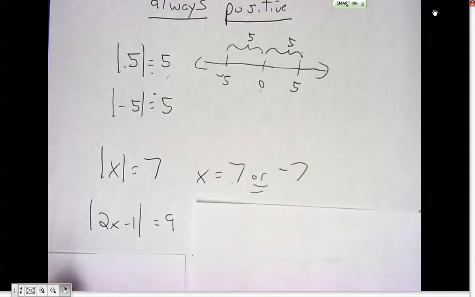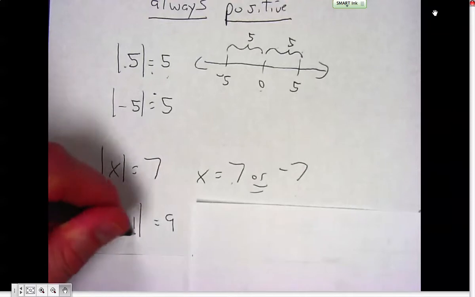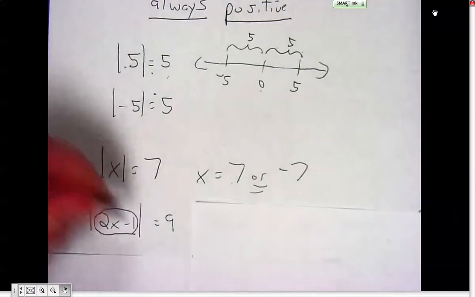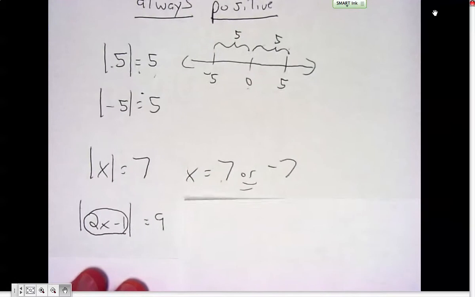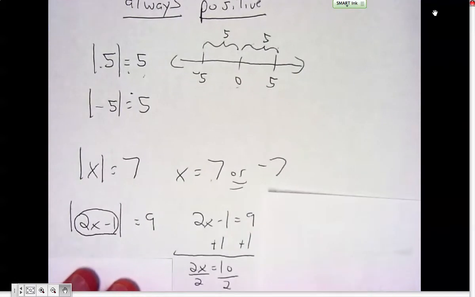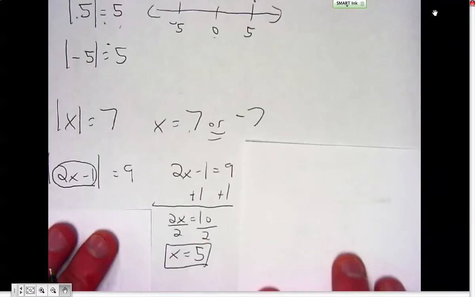And so we still just have to think about, well, I'm taking the absolute value of this whole thing here, and it's 9. How could that happen? Well, that thing on the inside could be 9, in which case I get this little equation, which I solved by adding 1 and dividing by 2. But then we have to remember that that thing on the inside could also be -9.